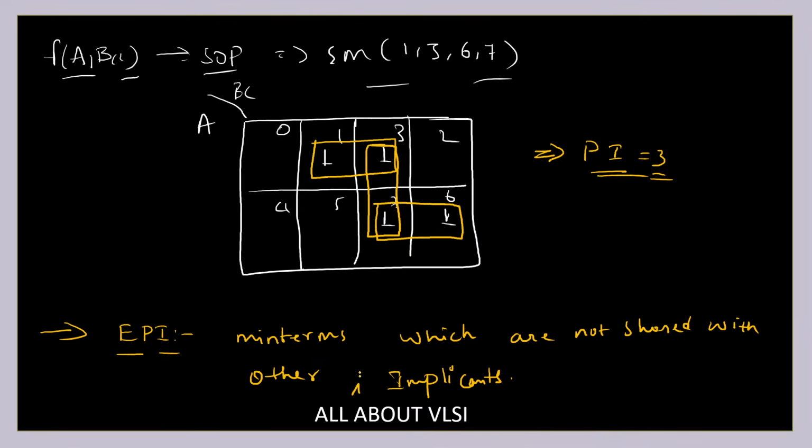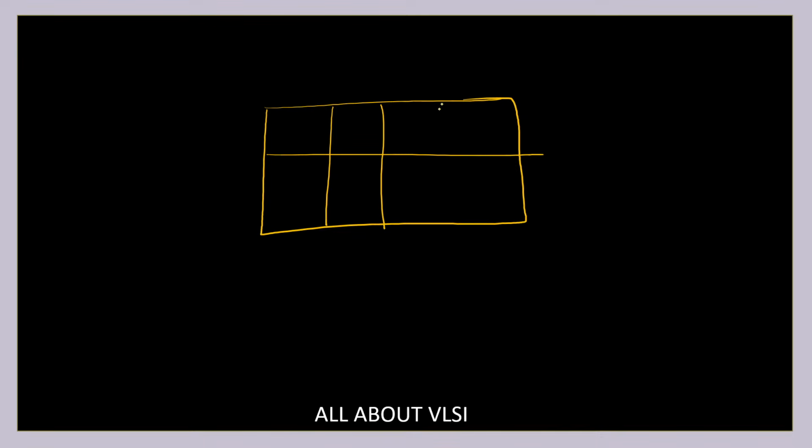Okay, which are not shared with other essential prime implicants. We should have at least one minterm which is not shared with other essential prime implicants. For example, if I take the same K-map and I have 1, 1, 1, 1.